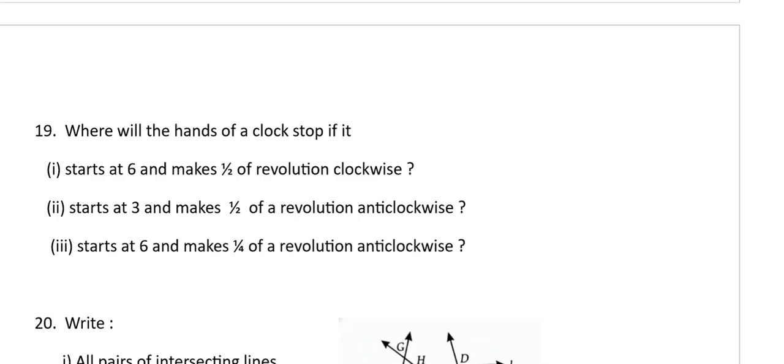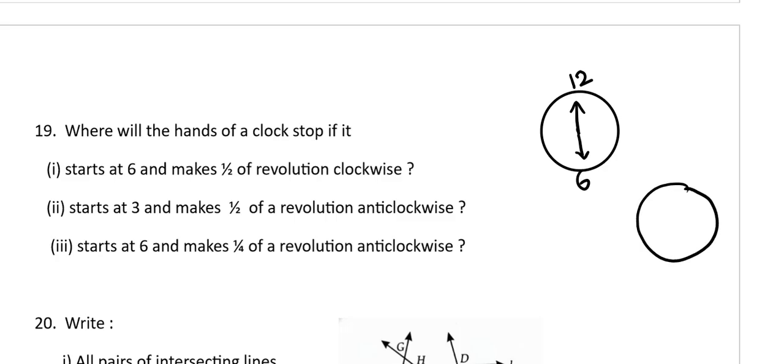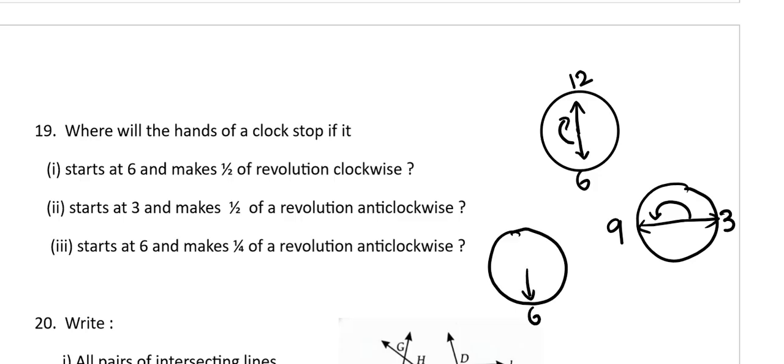Start at 6, make a half revolution clockwise. So this starts at 6, then a half revolution clockwise it comes at 12. This is a clockwise revolution. Start at 3 and make a half revolution anti-clockwise. Anti-clockwise, this direction. So it will be at 9. Next one, start at 6 and make a 1/4 revolution anti-clockwise. So this comes at 3.